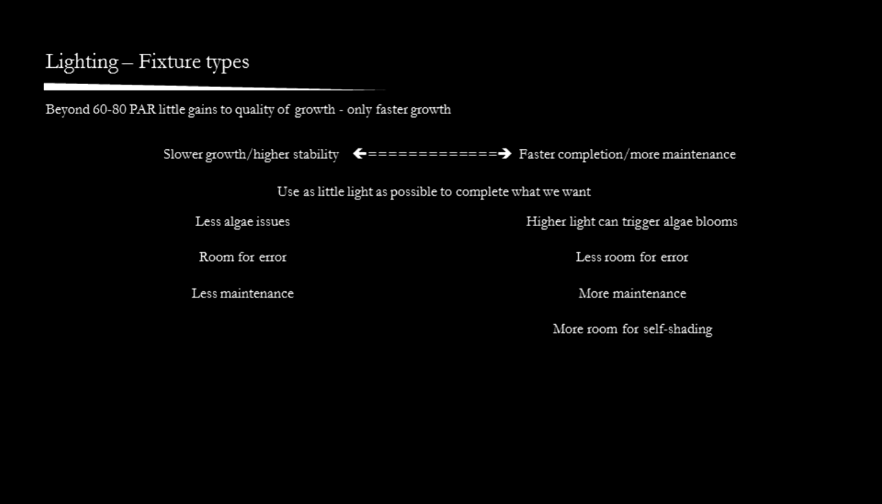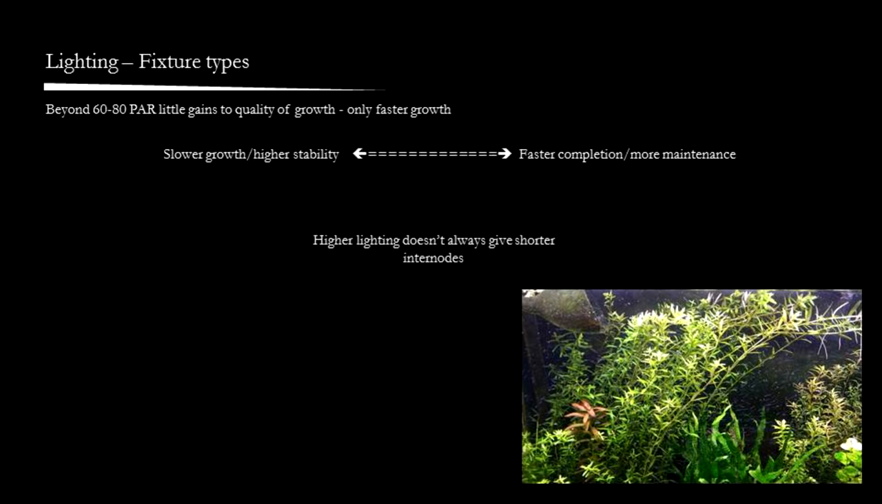Failing which, instead of faster growth, you'll get more algae. So using more light allows us to complete projects faster, and it allows escape with a higher amount of self-shading between plants. However, it is much more work to handle compared to a tank with lower lighting that is generally more stable.